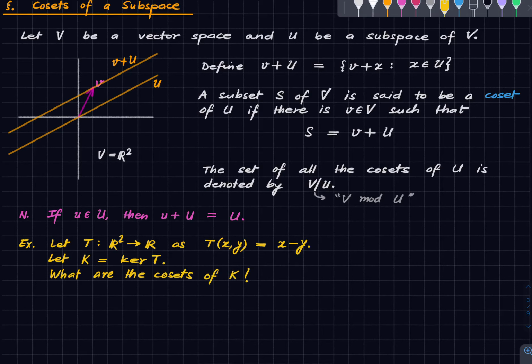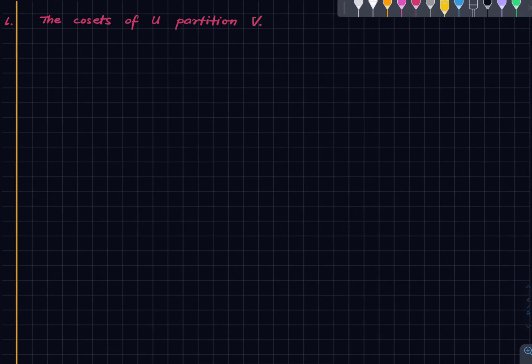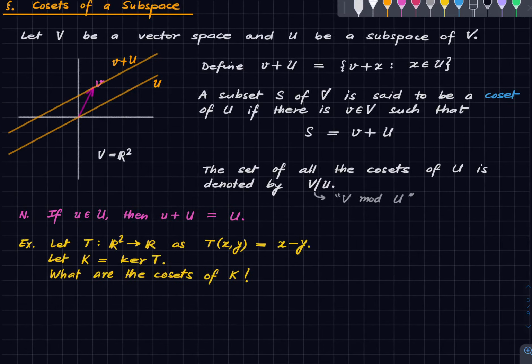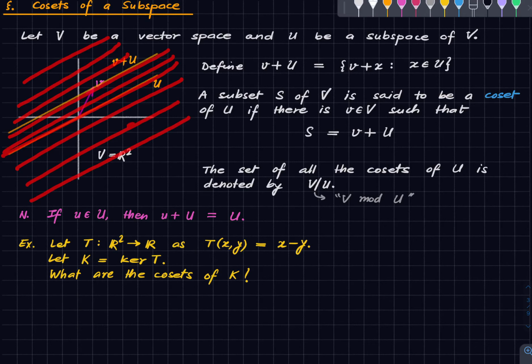Alright. So now here is a very fundamental property of cosets. The set of all the cosets of any given subspace partition the entire vector space. Alright, so the statement is self-explanatory if you look at this picture. The cosets are all these lines, and of course they partition the entire R2. Everything has to lie on exactly one of these lines.